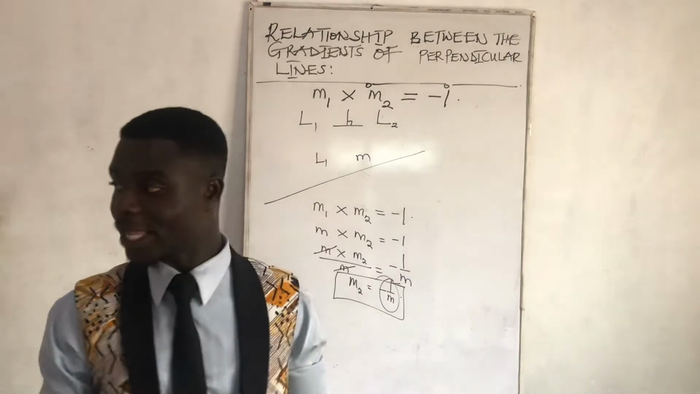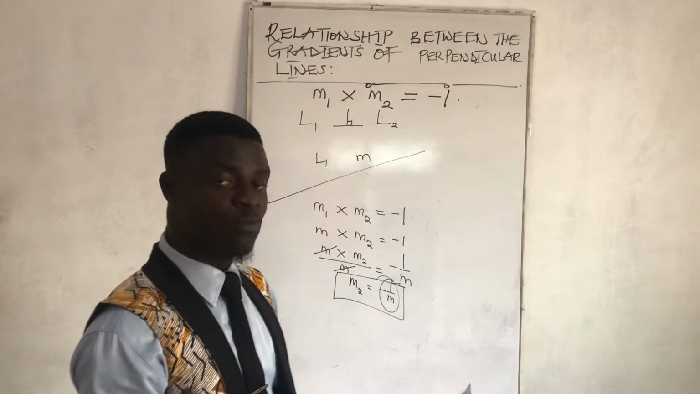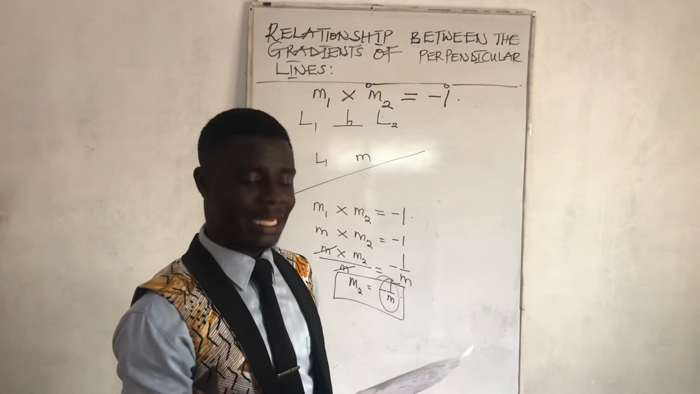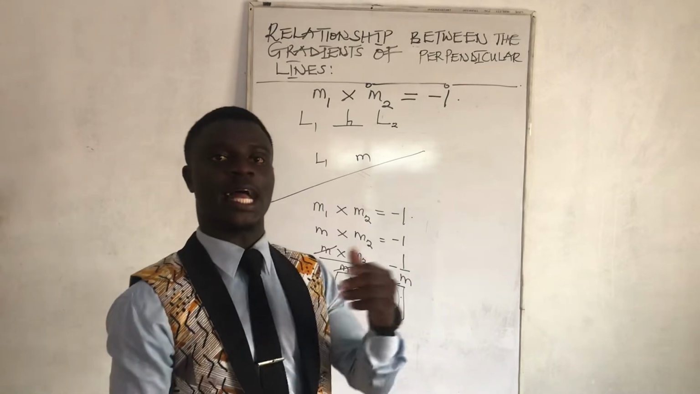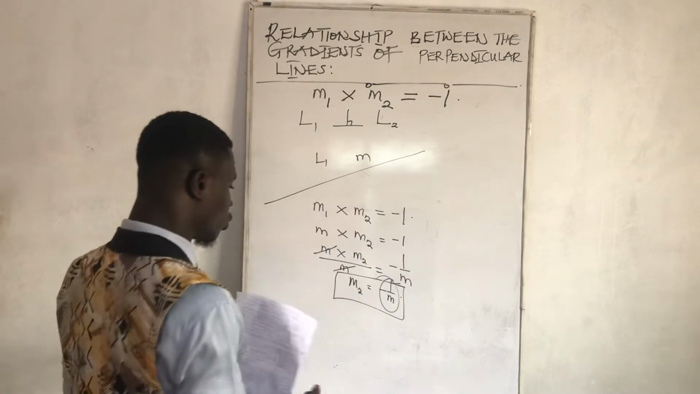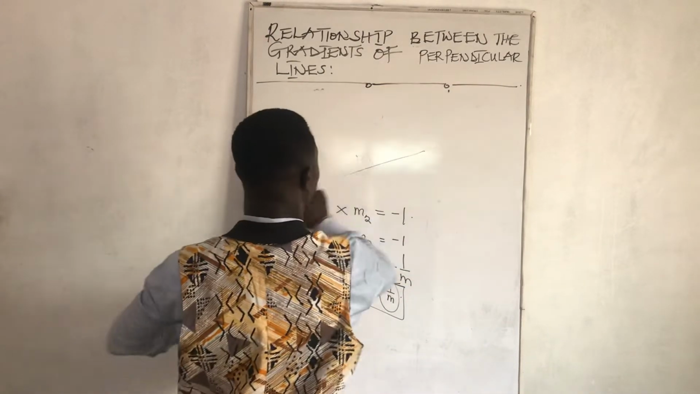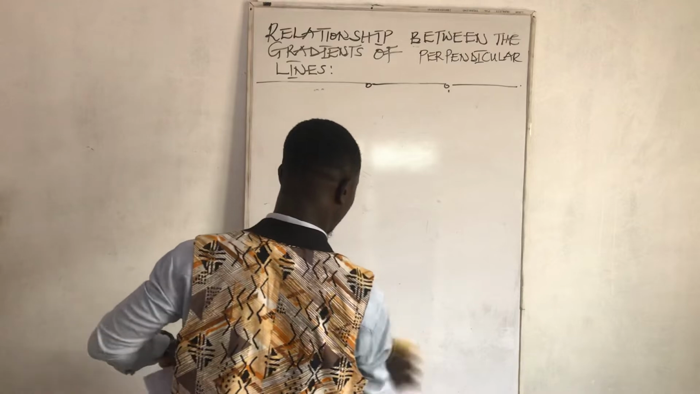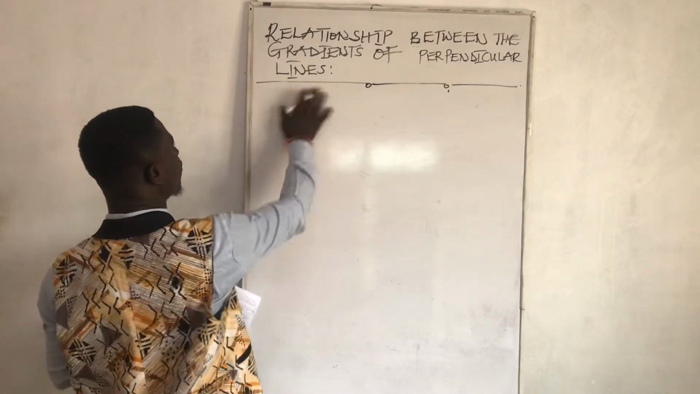Now let's proceed to prove whether or not two lines are perpendicular. To prove whether or not two lines are perpendicular, step 1: find the slope of each line. You have to find the slope of each line.